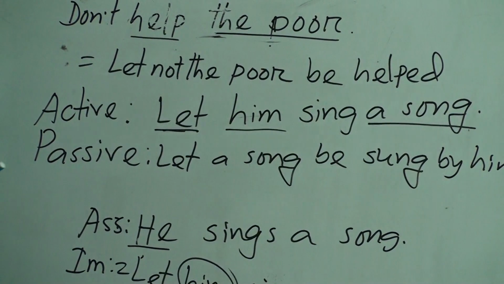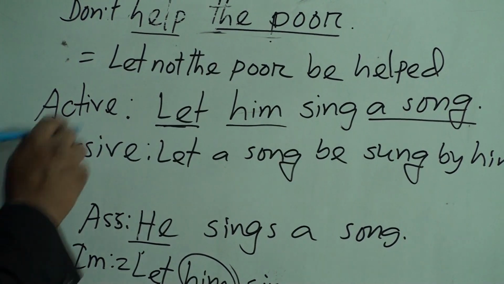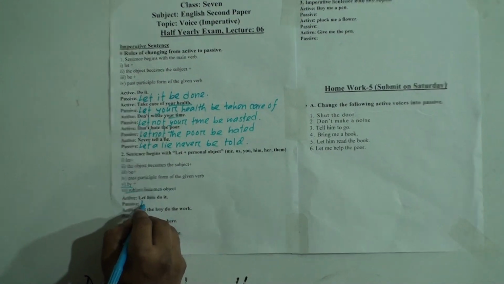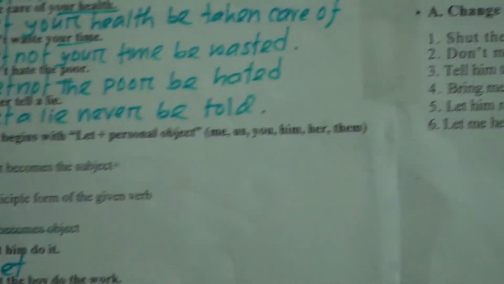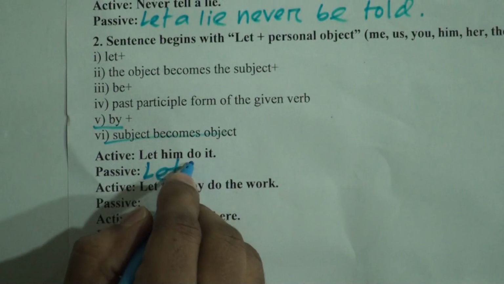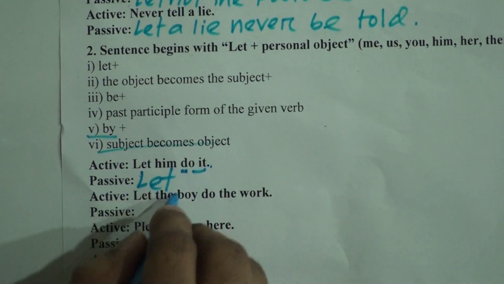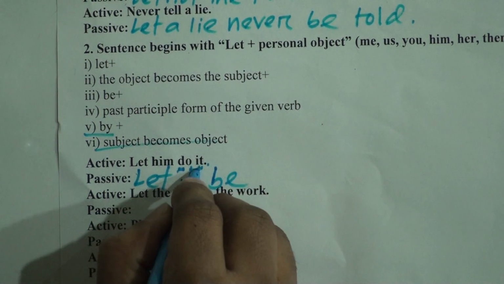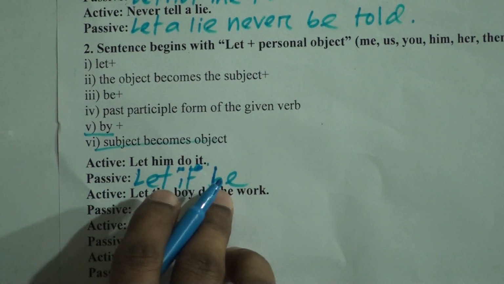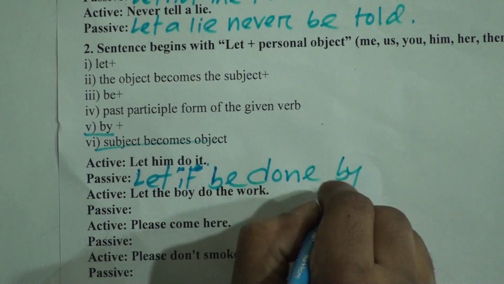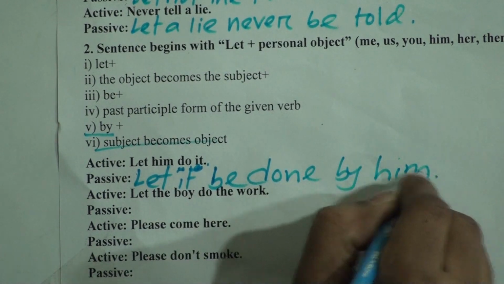I hope you have understood. Let's solve the problem. Let him do it. So let is given. We do not need another let. Let, object of the main verb. Do is the main verb. Then this is the object. So let it be. Sorry, this is be. Let it be, past participle of the main verb, done by him. Him will be him.